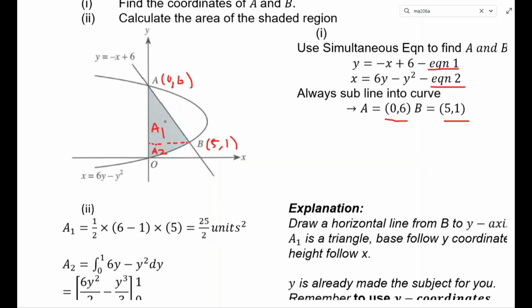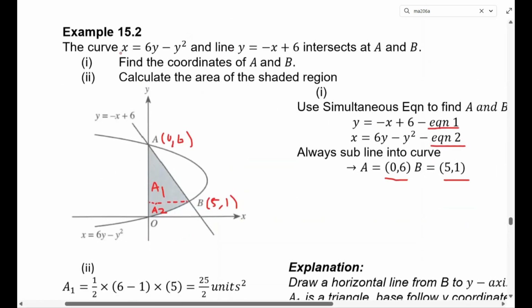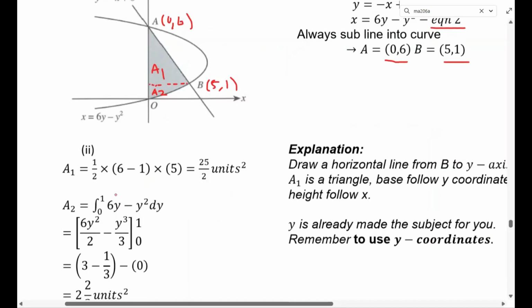Now for A2, we'll be doing our integration to find the area between the curve and the y-axis. In this case, the question is nice enough to give you the equation of the curve by making x the subject already. But if the equation given starts with y equals, then you have to make x the subject yourself. So now we'll form our definite integral.